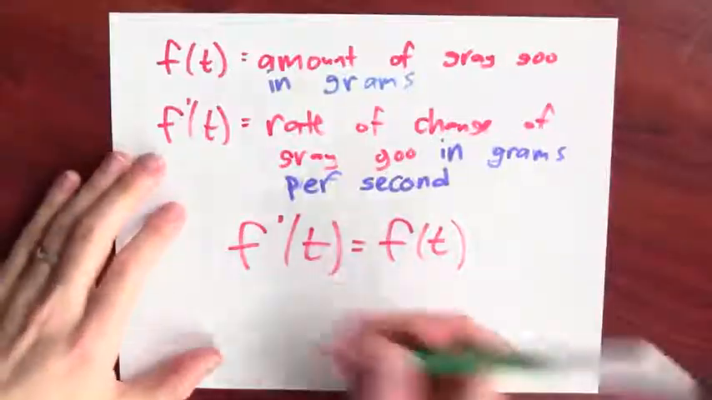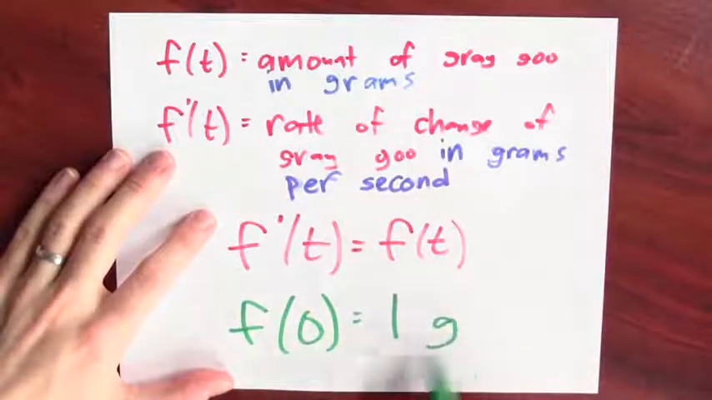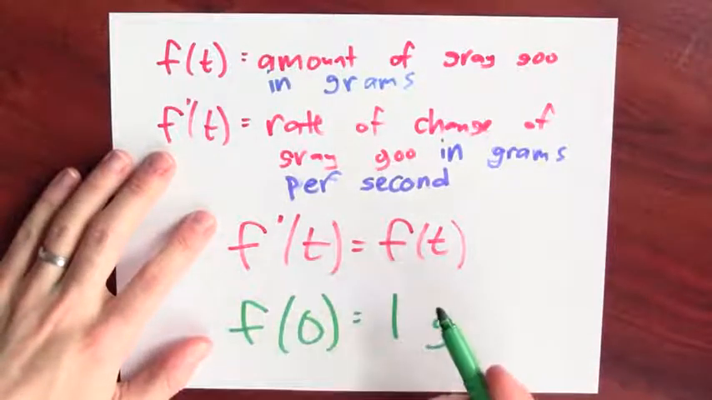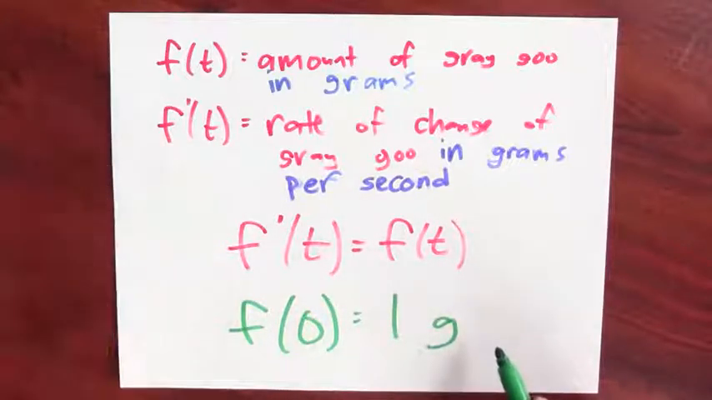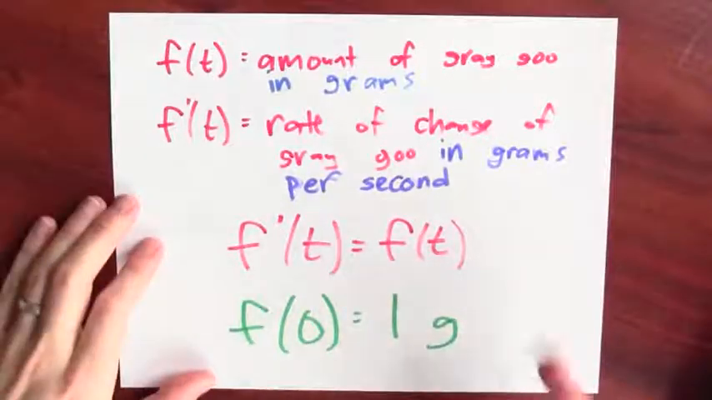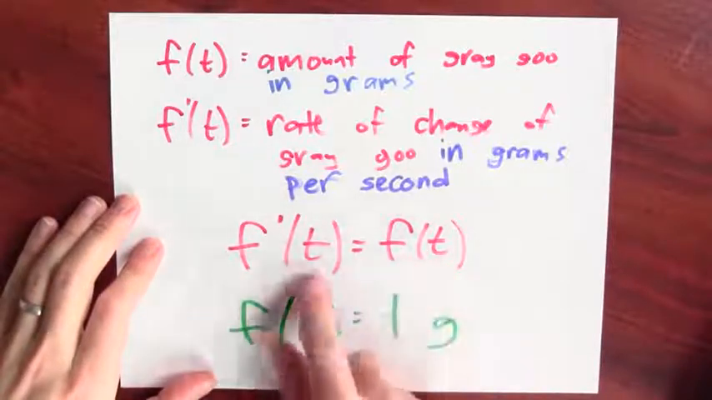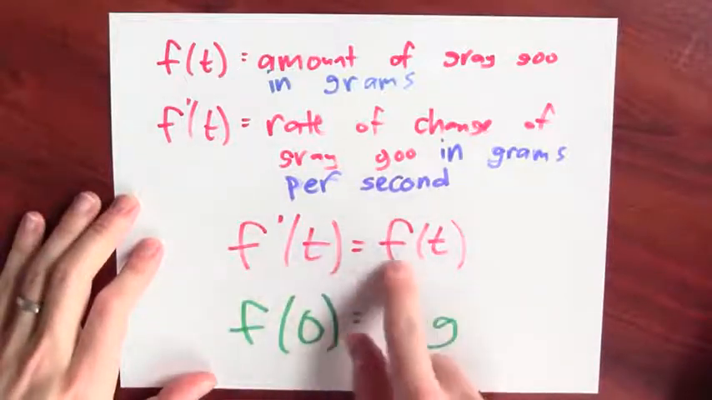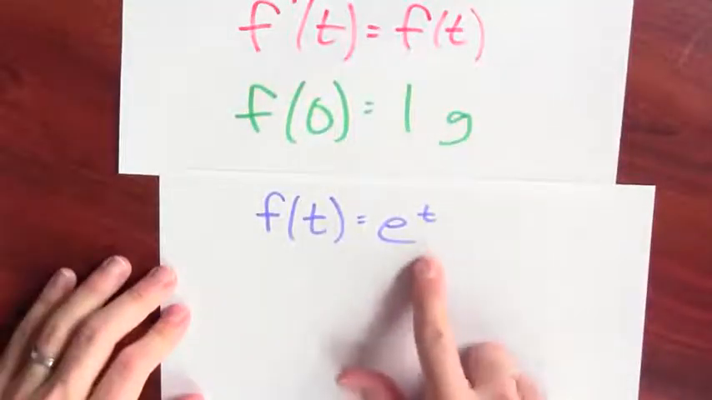Let's suppose that when the experiment begins at time 0, we have 1 gram of gray goo. So in symbols, that says that f of 0 is equal to 1 gram. So after 0 seconds have elapsed, at the beginning of the experiment, I've just got 1 gram of gray goo. We can write down an equation for f of t. I know a function whose value at 0 is 1 and whose derivative is itself, whose rate of change is proportional to itself with proportionality constant 1. I know that function. That function is just e to the t.